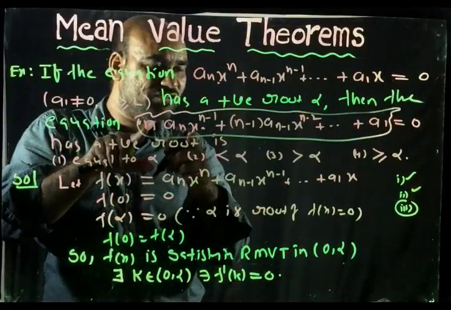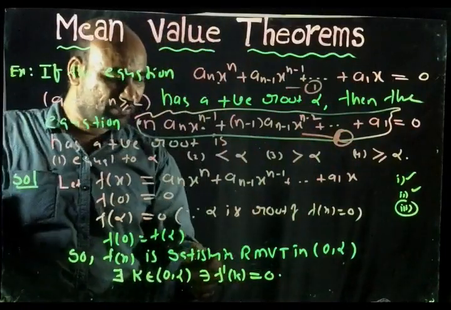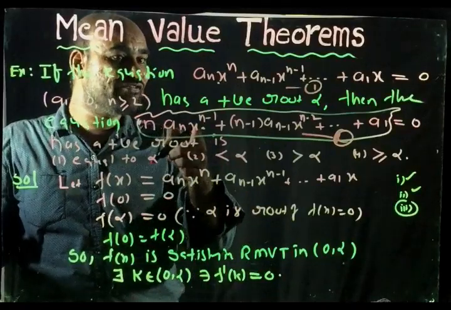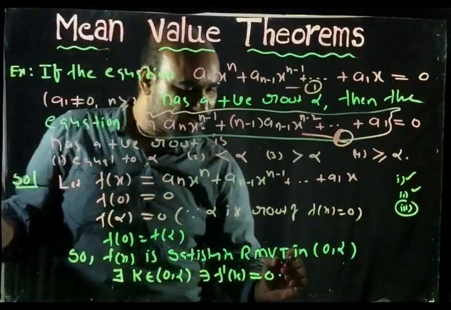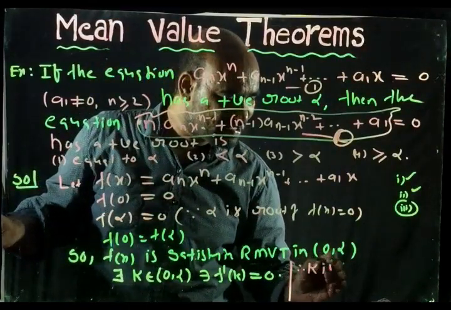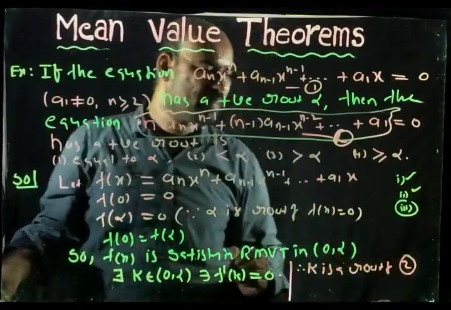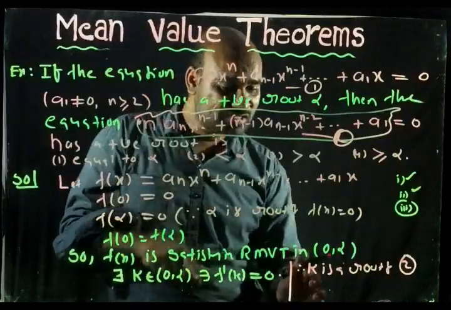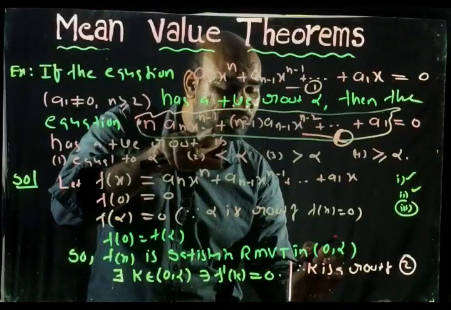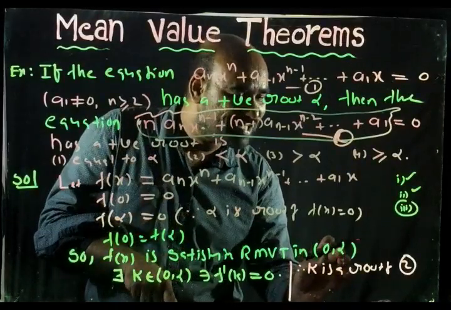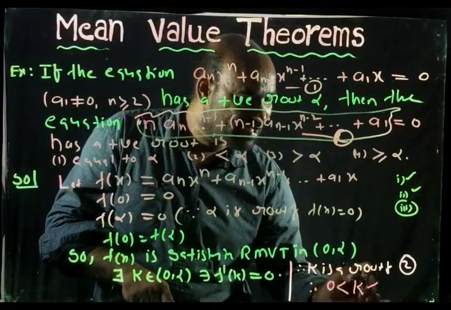K is the root of this equation only. Say this is equation number 1 and this is equation number 2. f'(k) equal to 0 means this is the derivative of this function, so k satisfies this equation. Therefore k is a root of equation 2. What is k here? The root of this should lie between 0 and alpha only. Means k should be less than alpha and greater than 0. Therefore 0 less than k less than alpha.